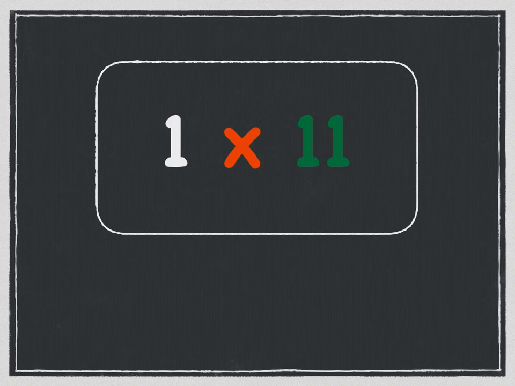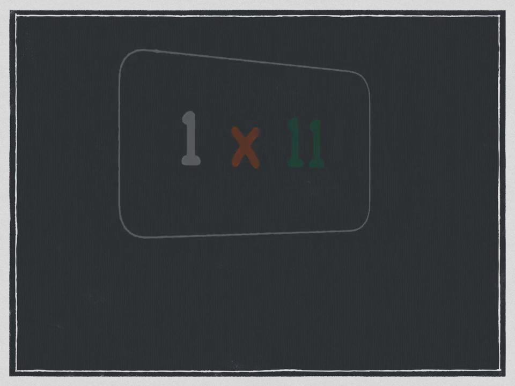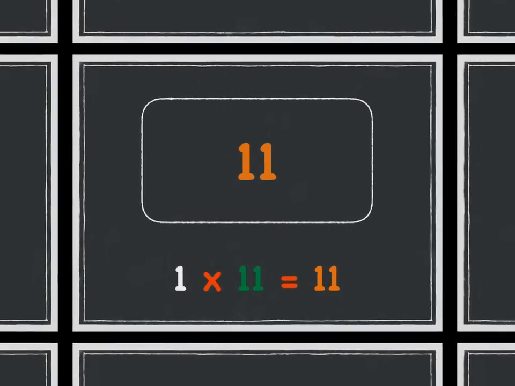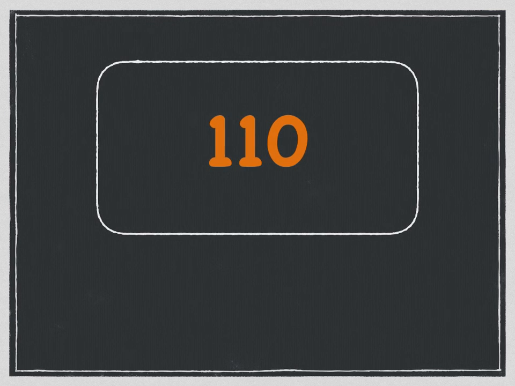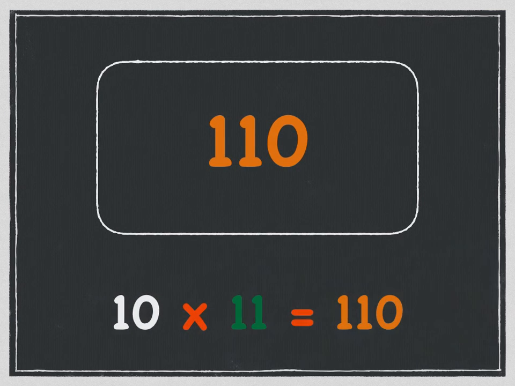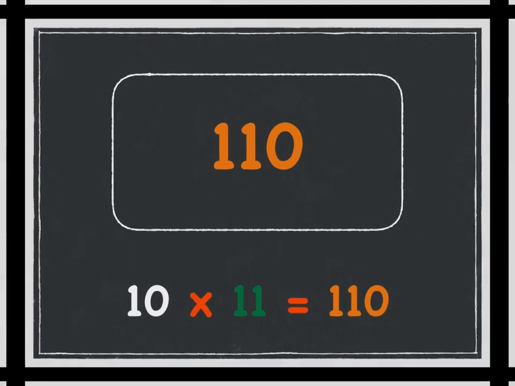1 times 11. Is 11. 1 times 11 is 11. 10 times 11 is 110. 10 times 11 is 110.